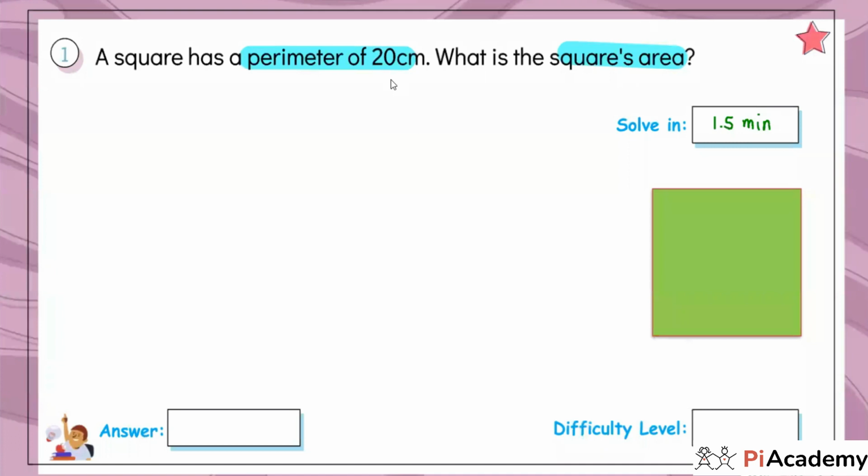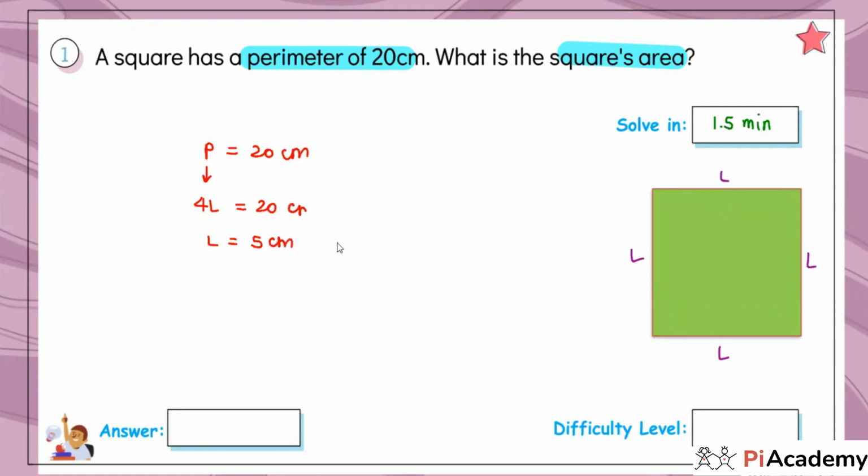Let's say one of the sides is L, okay? So another is also L, and the third one is also L, and the fourth one is also L. So perimeter, that is going to be what? Perimeter is 20 given to you, and if you write the sum of all the lengths, then it is going to be 4L, right? That equals 20. So from here, it's very clear L must be 5 centimeter, right, everyone?